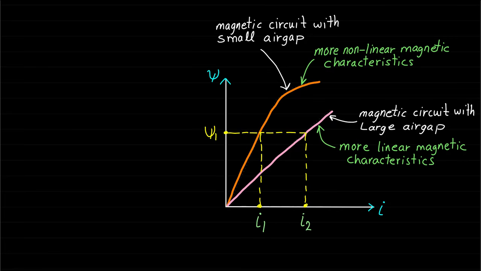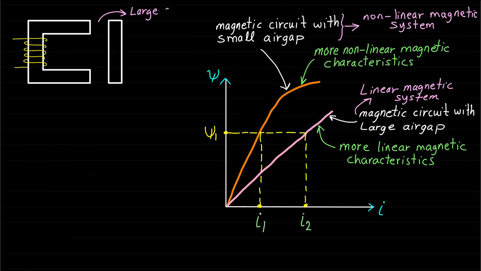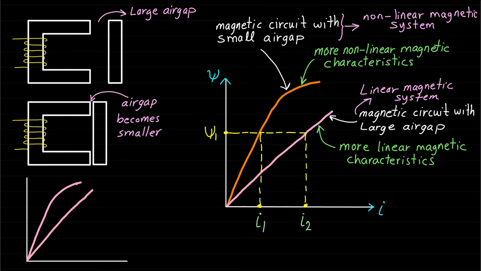It should be noted here that the magnetizing current and the required magnetic field psi1 are usually decided within the design stage of the magnetic circuit. The magnetic circuit or system that has a small air gap can be called a nonlinear magnetic system, and the system that has a large air gap can be called a linear magnetic system. Now, if we have a magnetic circuit with a large air gap and then the air gap becomes smaller, the curve of this magnetic circuit will move as shown.